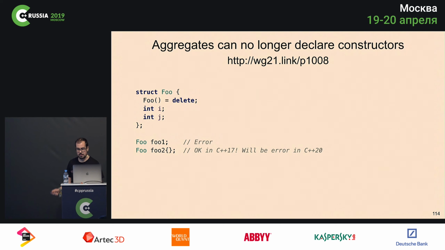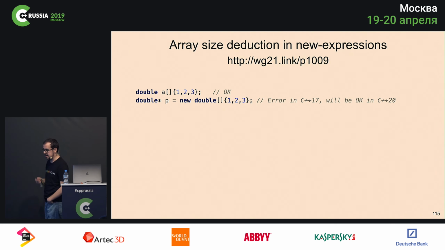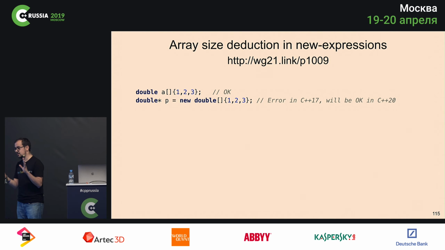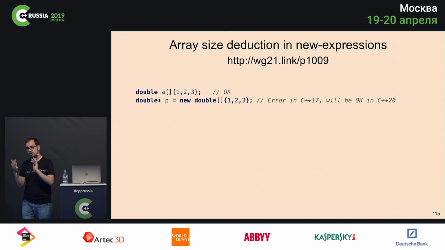The other paper was this. It was really a tiny kind of consistency fix where people ask, okay, how do braced init lists work? And you can also use them in new expressions. And the question is, if you use them in new expressions, do they work the same way as if you use them in normal initialization?